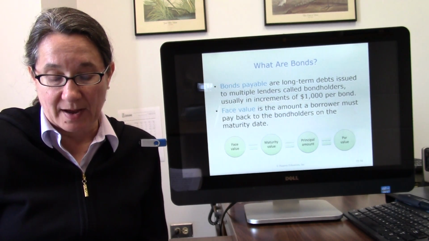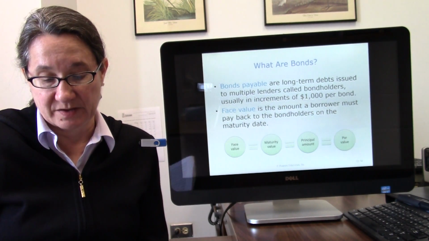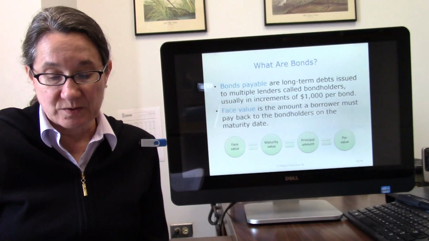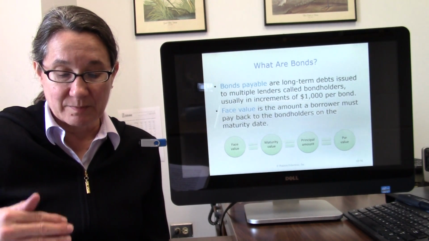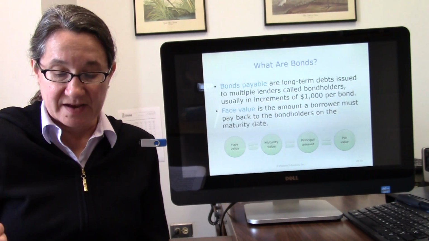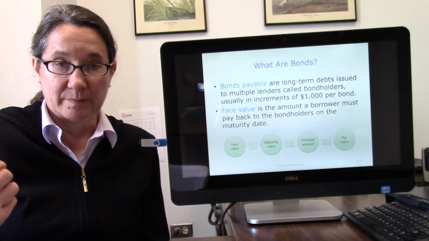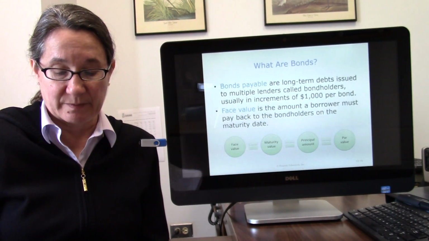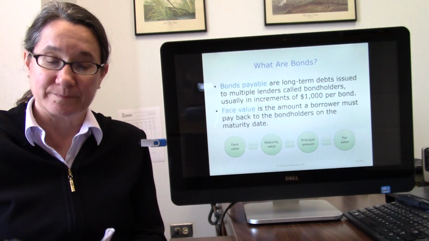Each investor can buy a specified amount of the company's bonds. The face value is the amount a borrower must pay back to the bondholders on the maturity date. Face value is also called maturity value, principal amount, or par value.